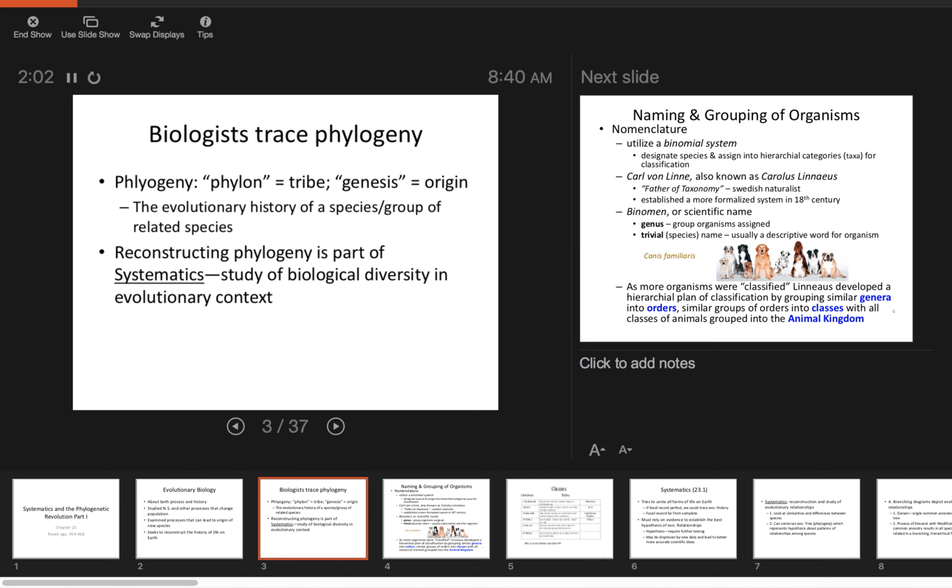And so some key terms here, we're basically tracing phylogeny. Phylon means tribe. Told you he was going to do it. And genesis means origin. So the evolutionary history of a species or a group of related species. To reconstruct the phylogeny, we call it systematics. So we'll look at what characteristics are common in animals, because the whole idea is that if they have something in common, then most likely it was derived from a common ancestor.